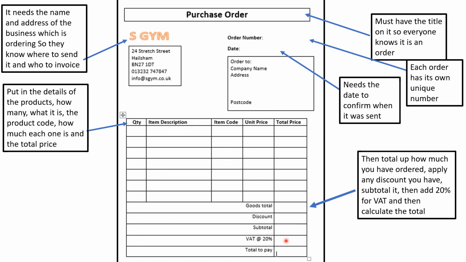The next step is we need to add value added tax, VAT, and this is 20%. This 20% is given to the government. So we would add 20% onto the subtotal to give us a total to pay. And that is a purchase order.